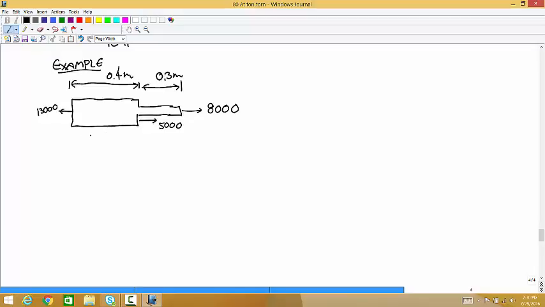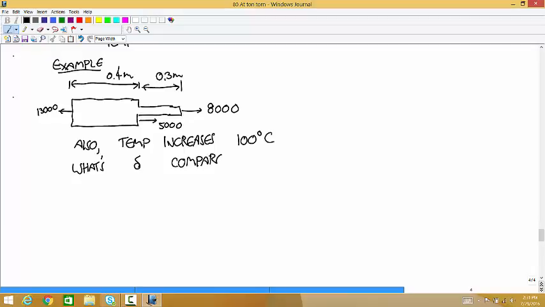So say that in addition to these loads being applied, the temperature increases 100 degrees Celsius. What's the elongation compared to unloaded and at the original temperature?